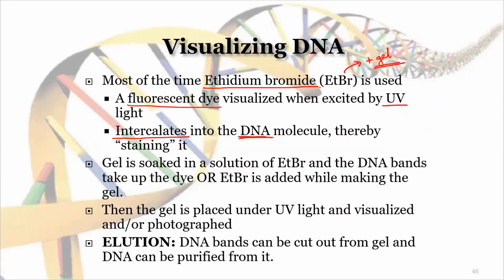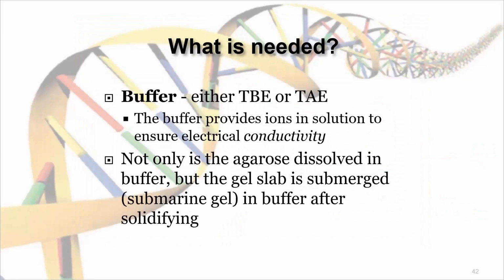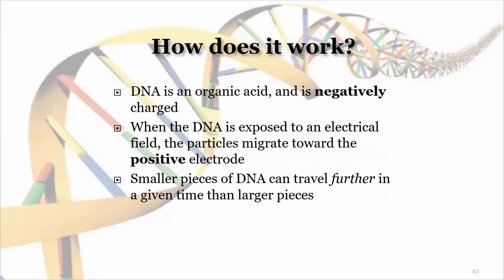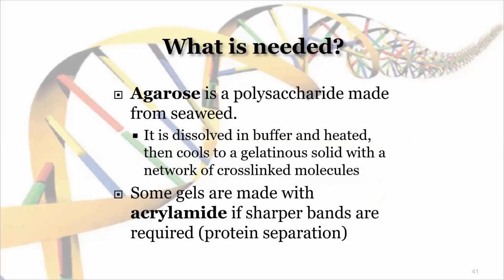One thing I did not tell you. We were talking about gel electrophoresis, but importantly, the gel is made out of a substance known as agarose. That's why we call it agarose gel electrophoresis. So this is a polysaccharide. Agarose is basically a polysaccharide which is made from a seaweed.